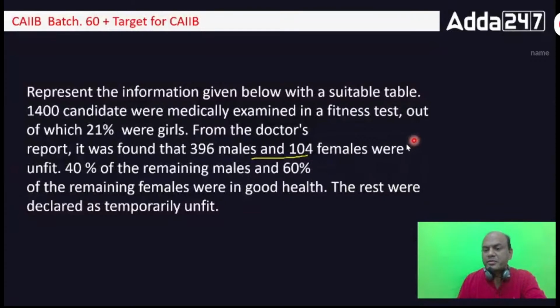Represent the information given below with a suitable table. 1400 candidates were medically examined in a fitness test, out of which 21% were girls. From the doctor's report, it was found that 396 males and 104 females were unfit. 40% of the remaining males and 60% of the remaining females were in good health. The rest were declared temporarily unfit.